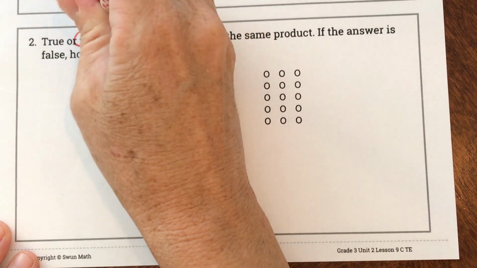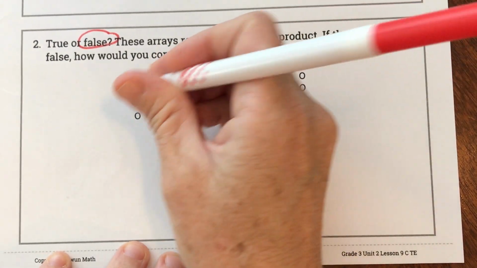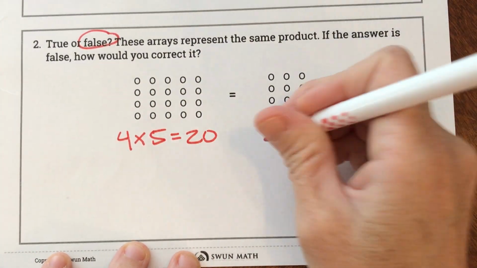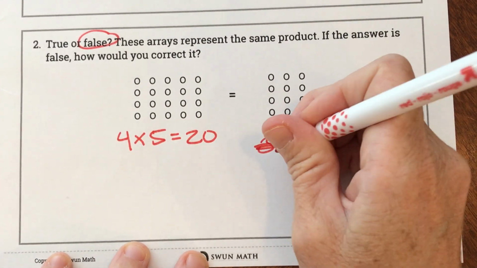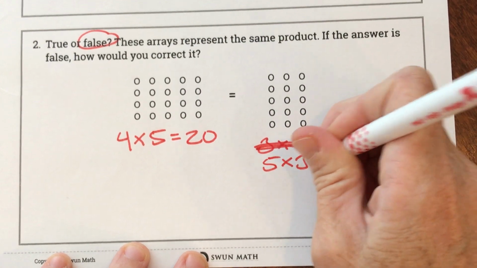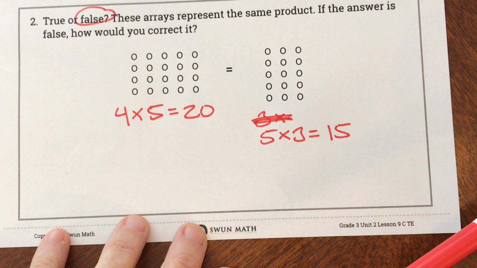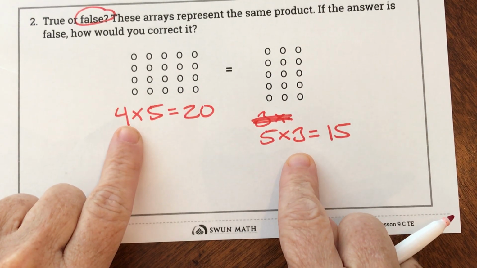I'm going to show you the same problem, but I'm going to show you another way I could have fixed it. So we already know the answer was false because this is the exact same problem. And for this one, we had said we had 4 rows of 5, which equaled 20. And this one we had 5 rows of 3, which equaled 15. So that one didn't work because here I had a 4 and a 5 as a factor, and here I had a 5 and a 3.